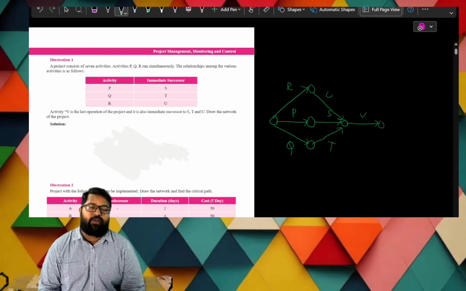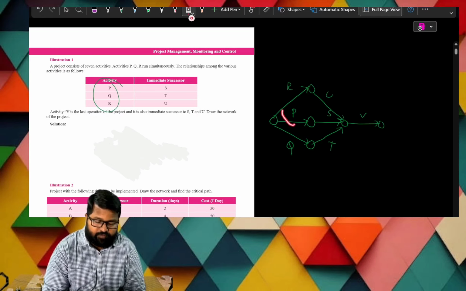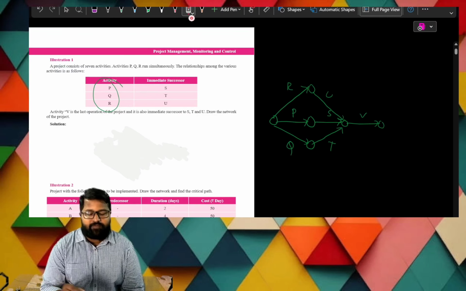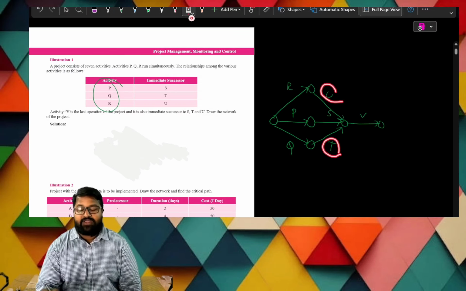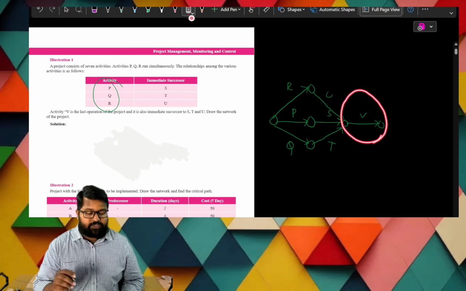Let us check with the question. There are P, Q, R activities. They start simultaneously. Next, the immediate successor for P is S. Done. For Q it is T and for R it is U. Next, activity V is the last operation.